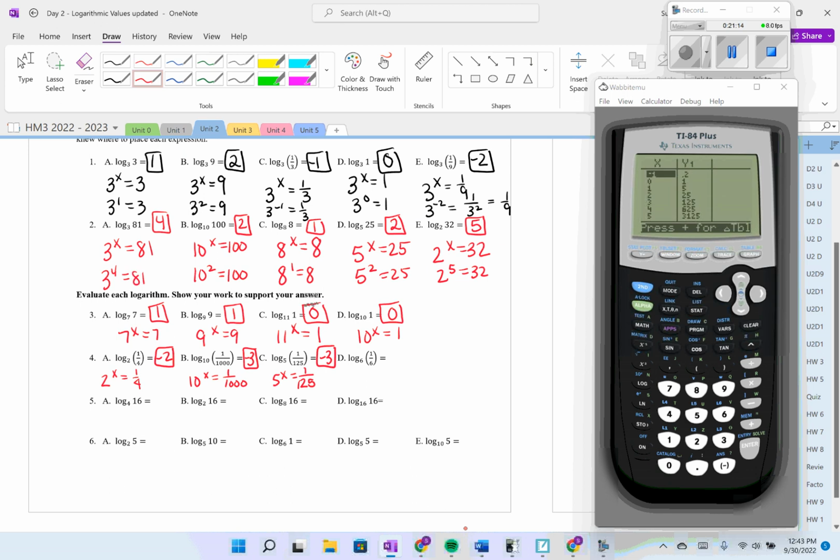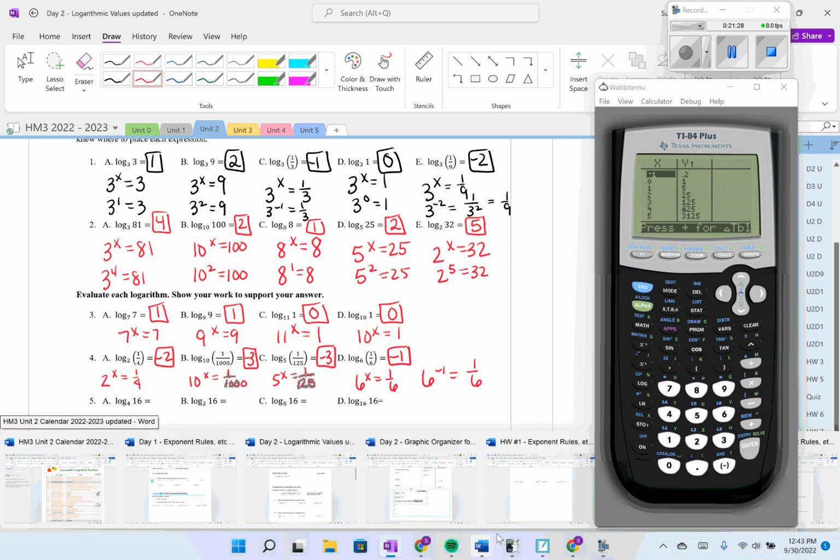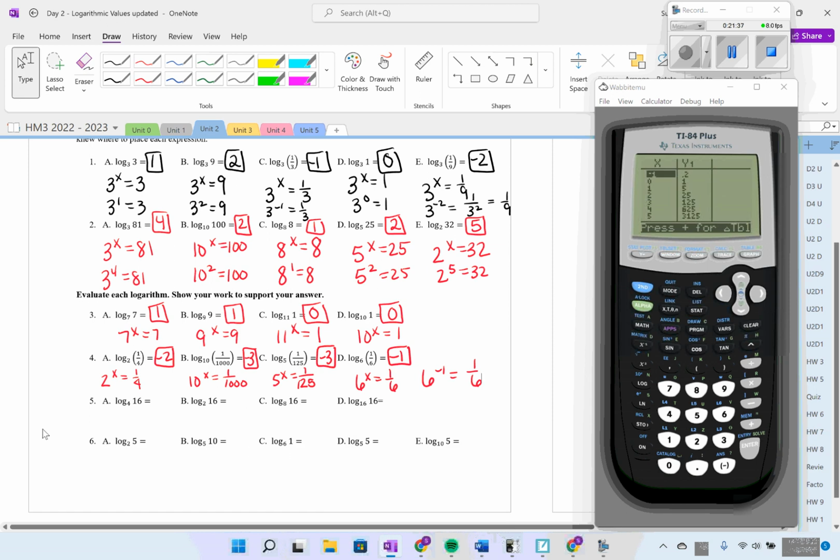And for the last one, 6 to what power equals 1/6? So 6 to the first is 6, but to get the fraction, we know it has to be a negative exponent. So 6 to the -1 equals 1/6. So again, remember when you have those fractions, that means that the answer is going to be a negative solution. All right, so looking at the next problem, question 5.